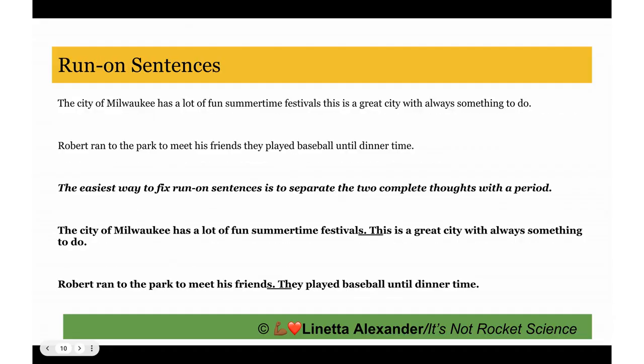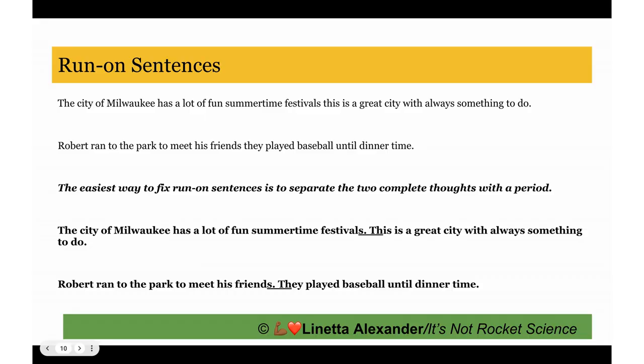Let's look at a few examples. The city of Milwaukee has a lot of fun summertime festivals. This is a great city with always something to do. That's a run-on. Robert ran to the park to meet his friends. They played baseball until dinner time. That's a run-on. It's almost like it's too much information. Like, give me one complete thought at a time is what your brain is probably asking for when you hear it.